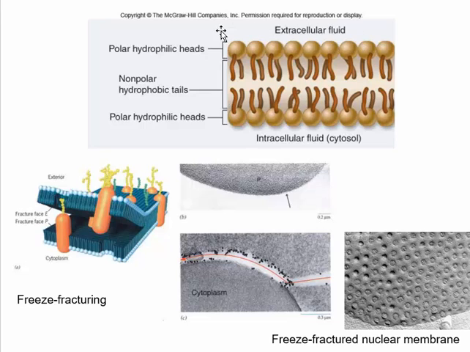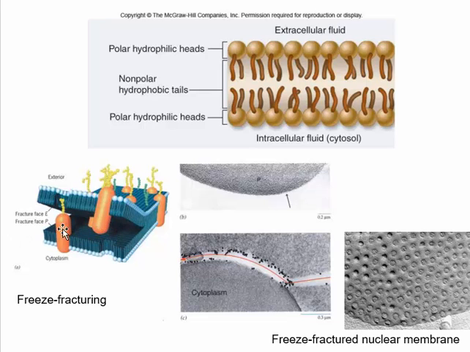Those polar heads will interact with water, that fluid of life, extracellular and intracellular fluid. And those tails will be excluded from water, turned away from the water, and therefore they are turned toward each other. Now, it's not that these tails are attracted to one another, it's just that they're pushed away from water, which is on either side of the membrane, and so they face each other. To demonstrate that, you could use a freeze fracturing technique.